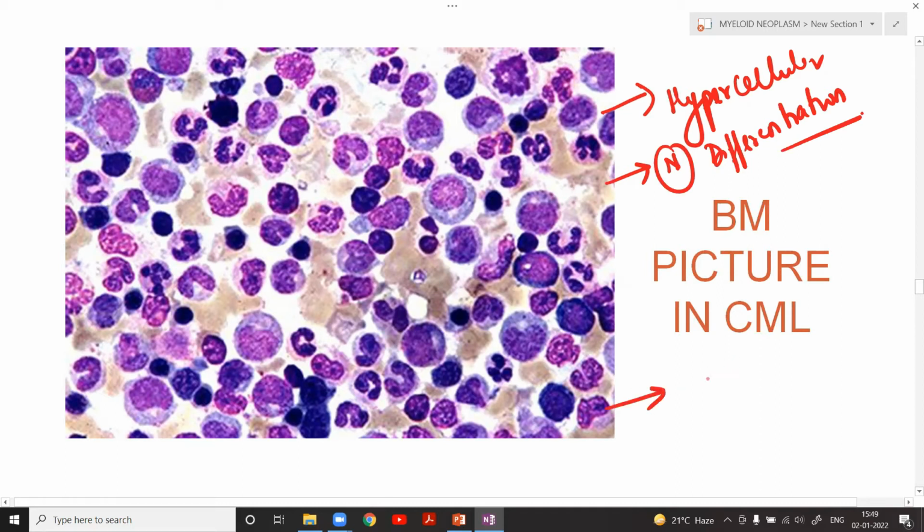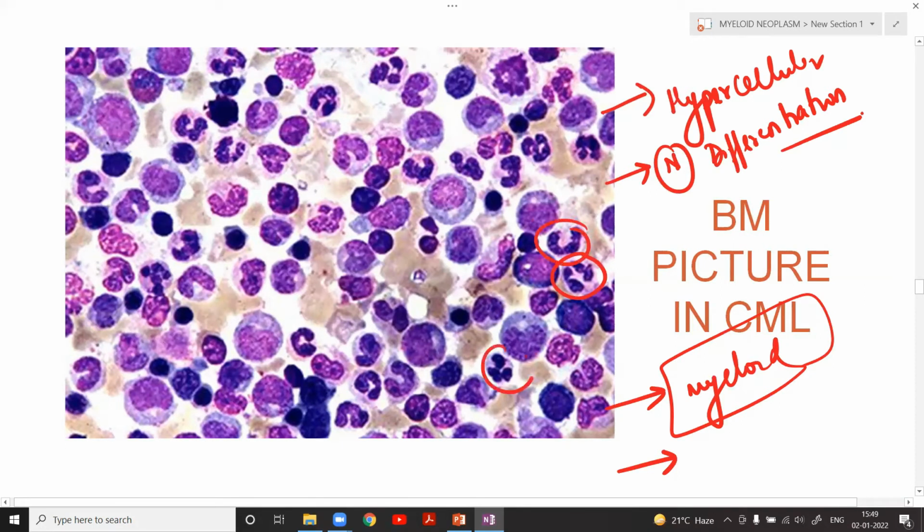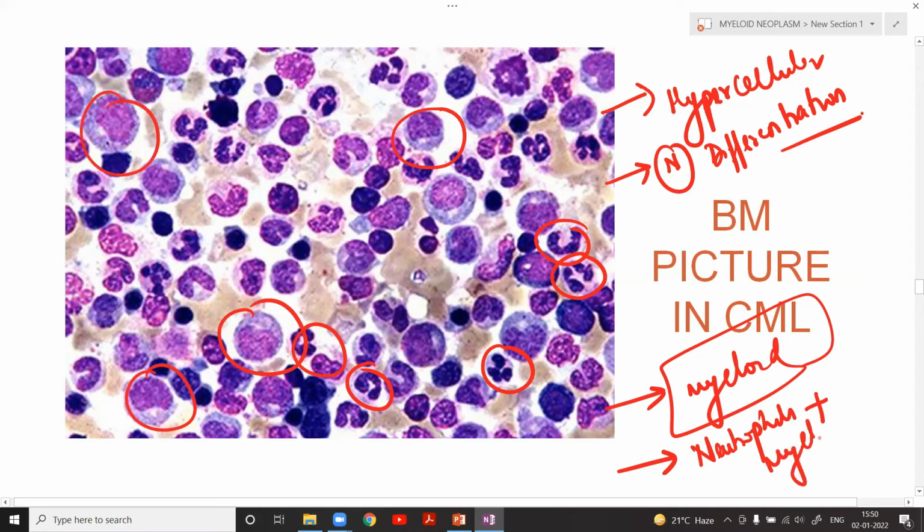Very importantly, which series shows maximum proliferation? We can see that the myeloid series shows maximum proliferation over here. Yes or no? And if you appreciate very carefully, there is a peak for two series. One is an excessive amount of mature neutrophils. Plus, if you see, what are these cells? These are myelocytes. So there is a peak of neutrophils and myelocytes. These points are very, very important for your answer.